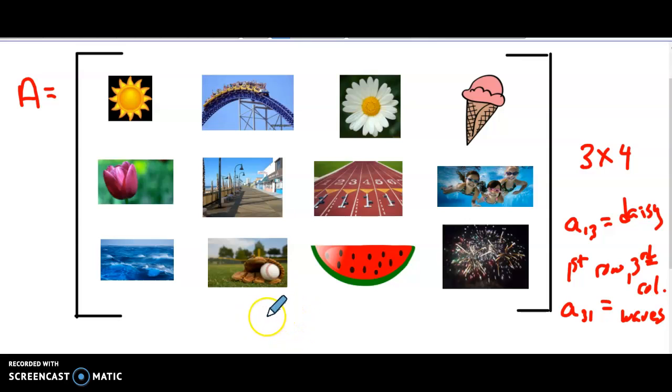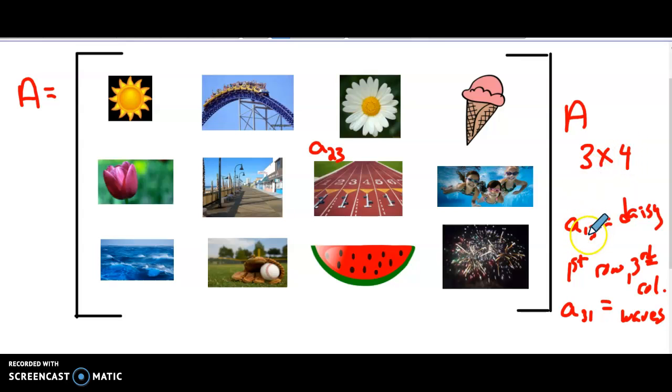Think about it for a sec. I hope that you realize that the track is in the second row, third column. So that's A, 2, 3. Okay, see how we label elements differently than if I say, what's matrix A's dimensions? Matrix A is a 3x4.